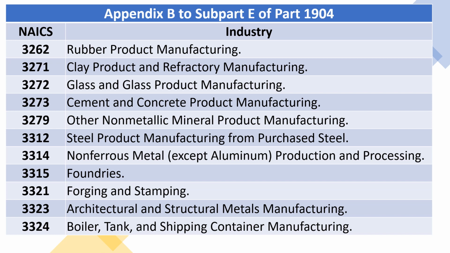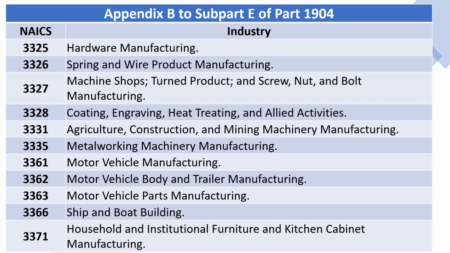3312. Steel product manufacturing from purchased steel. 3314. Non-ferrous metal, except aluminum, production and processing. 3315. Foundries. 3321. Forging and stamping. 3323. Architectural and structural metals manufacturing. 3324. Boiler, tank, and shipping container manufacturing. 3325. Hardware manufacturing. 3326. Spring and wire product manufacturing. 3327. Machine shops, turned product, and screw, nut, and bolt manufacturing. 3328. Coating, engraving, heat treating, and allied activities.